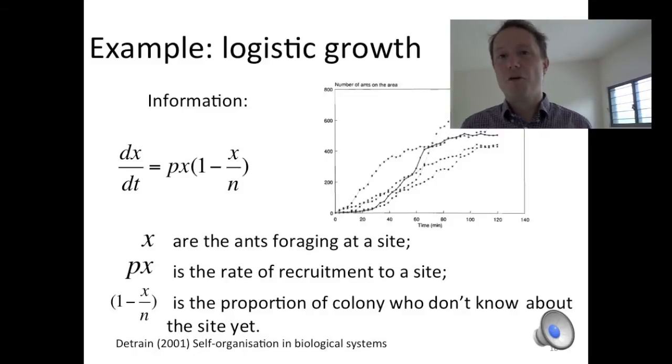This is an example from ant foraging. Ants leave pheromone when they recruit to a food source, and you see this same logistic growth: first the ants come back, they recruit other ants, then there's a fast growth, then all the ants are recruited and it levels off again.